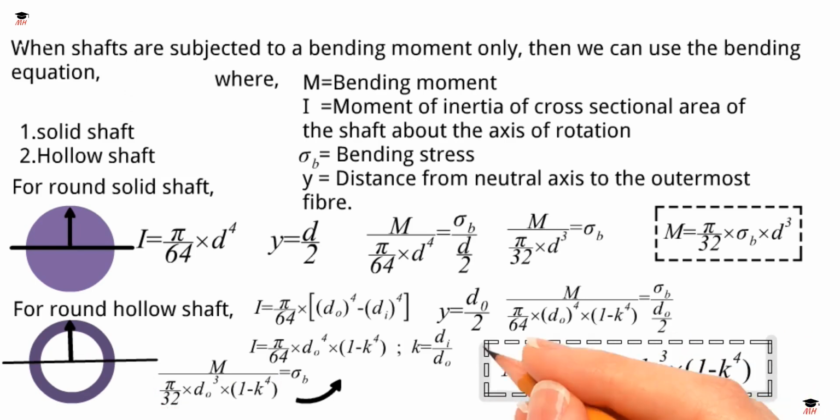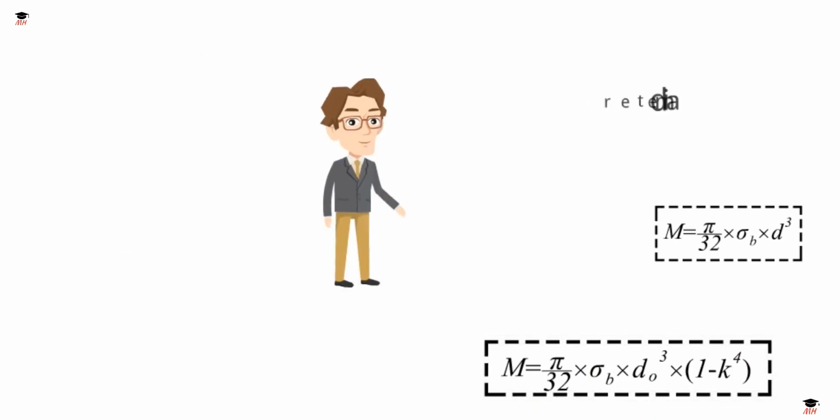So by using these two expressions we can find out the diameter for solid and hollow shafts when shafts are subjected to bending only.